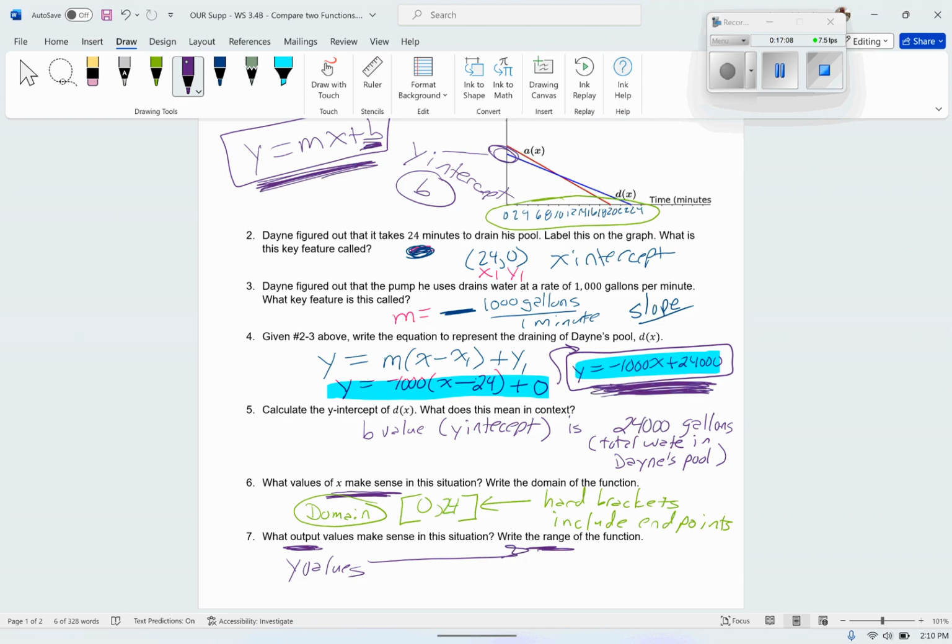So that's our range. Our range is the amount of gallons. So this is the gallons. So it's going to go from bottom to top. So I go from 0 to 24,000. And this represents gallons of water. And the reason we go that way is range always goes from bottom to top. Domain always goes from left to right. Okay?